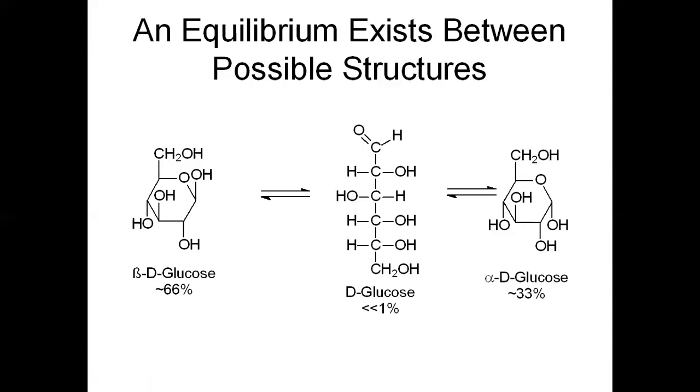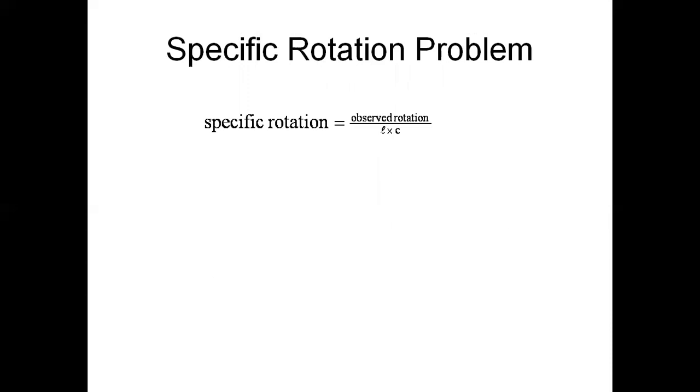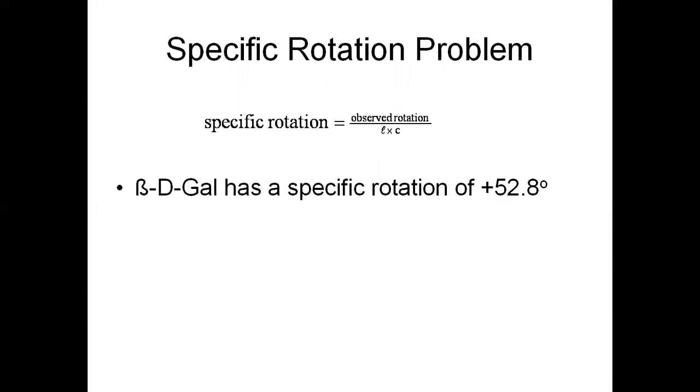The ring structure can open back up, and therefore is in equilibrium between the open chain form, alpha, and beta structures. In the case of glucose, about 2/3 is present in the beta conformation, and 1/3 is in the alpha conformation, with less than 1% existing in the open chain form. The percentage in each of these forms can be determined experimentally, though it is not the easiest technique in the world.